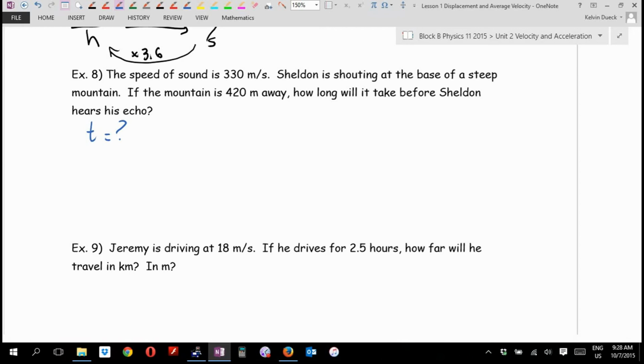That 330, what's that? So I could write this. What's that 420? What are the units right next to it? Meters. What is that then? So I'm going to write this.